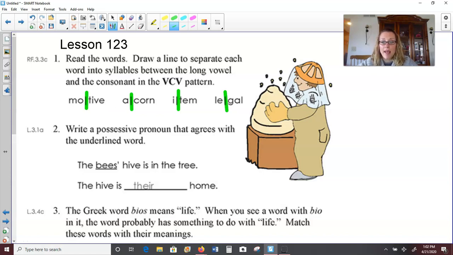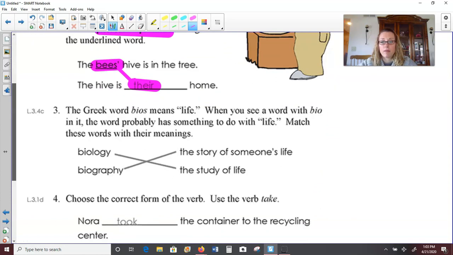Number 2, write a possessive pronoun that takes the place of or agrees with the underlined word. So remember, possessive shows ownership and a pronoun takes the place of somebody's name. The bee's hive is in the tree. So it's the bee's hive we're talking about. The hive is blank home. It is their home. When we're saying their, we're talking about the bees. Their would be our possessive pronoun.